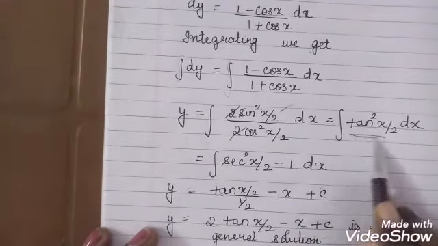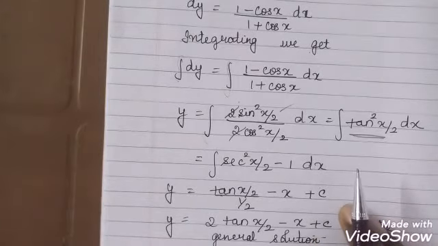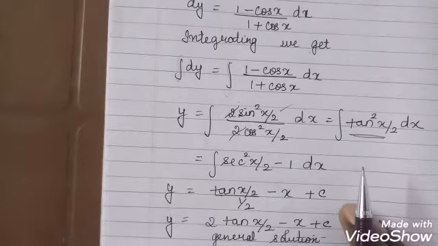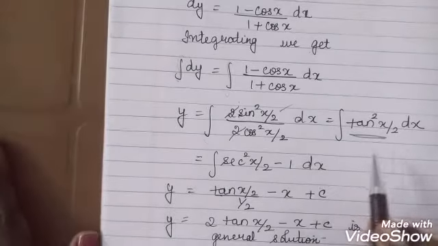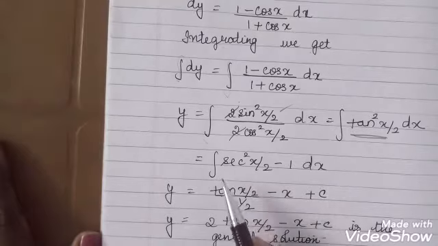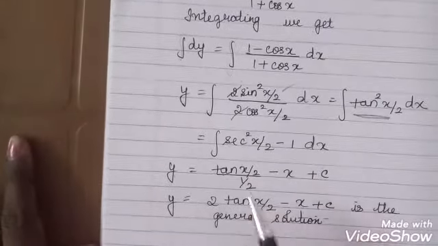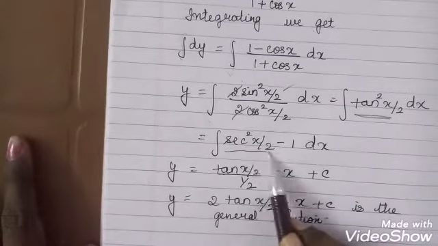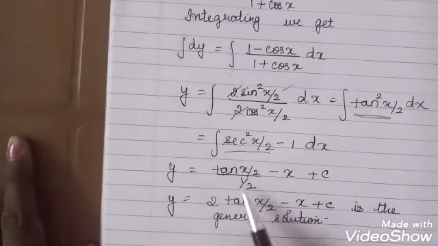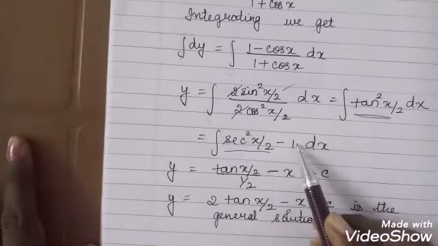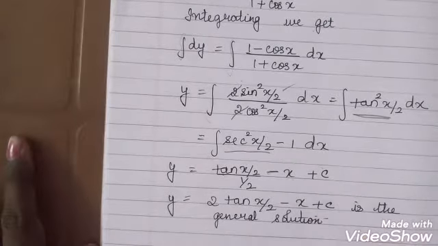Integral of tan squared x by 2, it's not possible for us to integrate it straight away. So what is the identity? Because I don't know what is integral of tan squared. So using the trigonometric identity, we'll write it as integral of secant squared x by 2 minus 1 dx. So here your y is equal to, when I integrate this, tan x by 2 divided by 1 by 2, minus integral of 1, which is x, plus a constant.